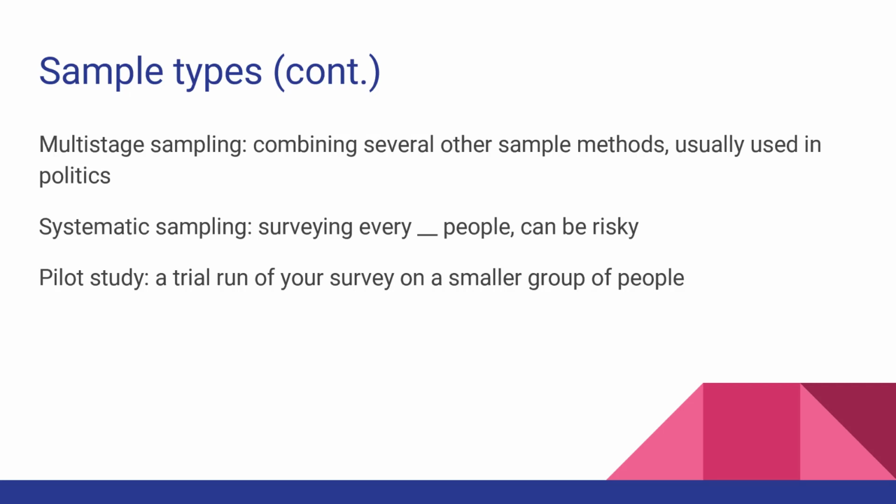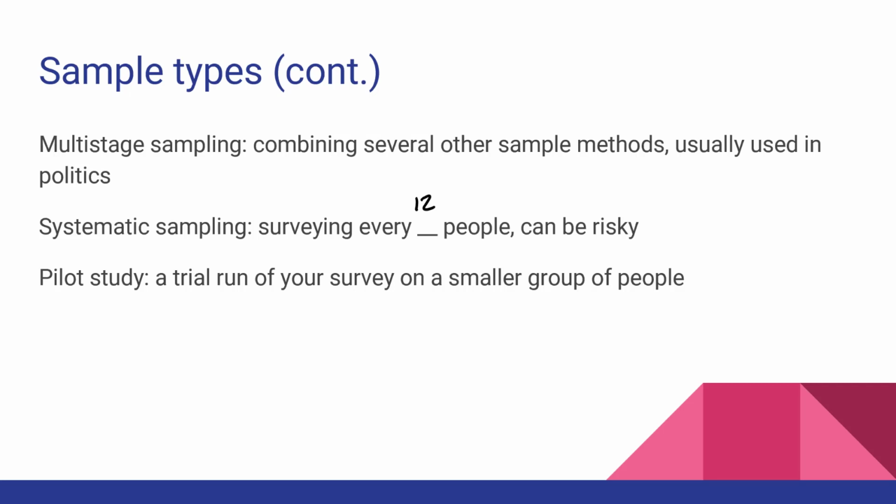Systematic sampling is when you survey every couple people. So let's say you surveyed every 12 people walking into a school about how they get to school. This can be a little bit risky because it's really easy to introduce unrandomness into the sample. If you get to the school and you just start counting from the first person that you see, this introduces bias because you chose the first person to start from.